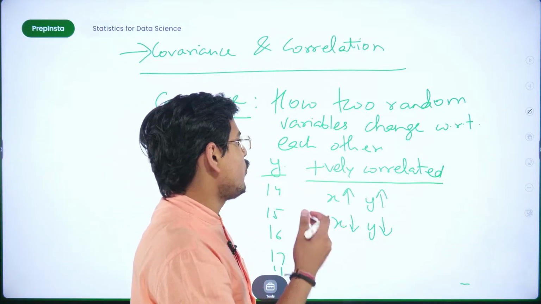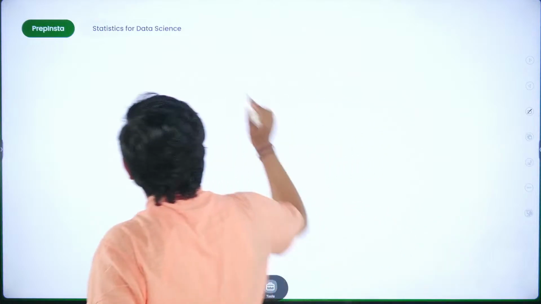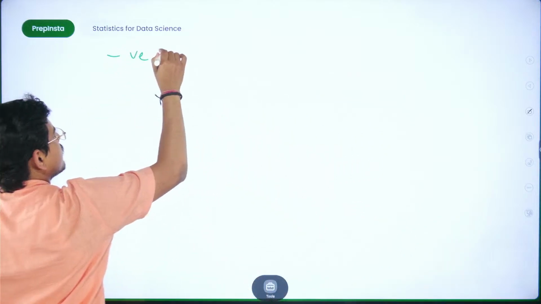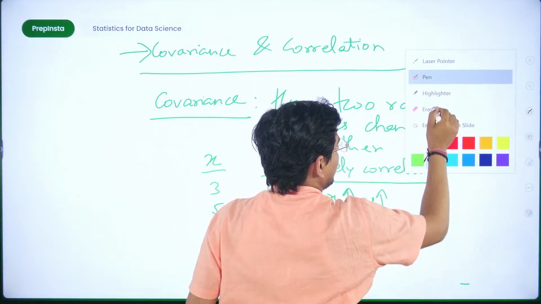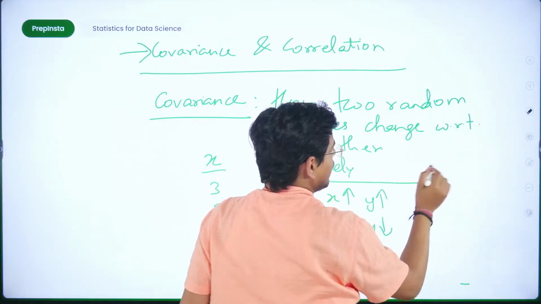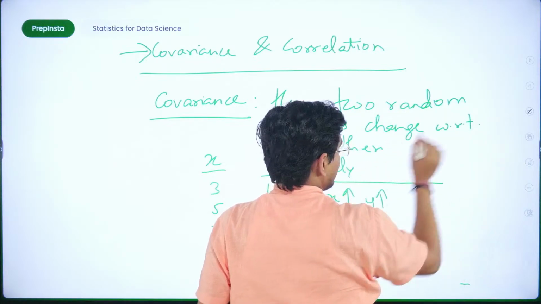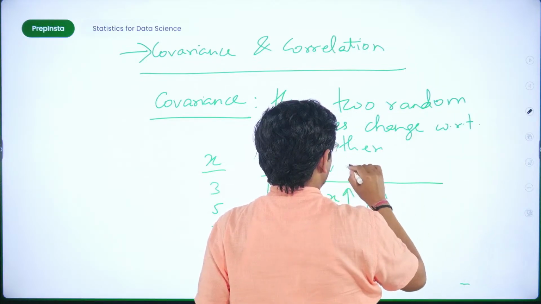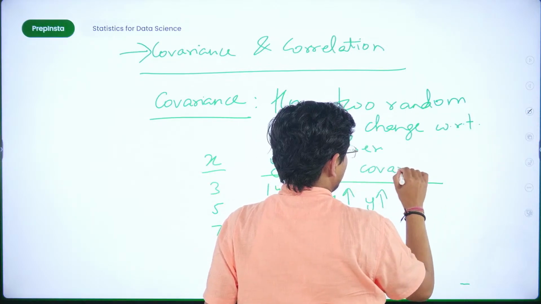And then we'll move forward to the negative case. Pardon, this is not positive correlation, this is positive covariance. This is positive covariance.